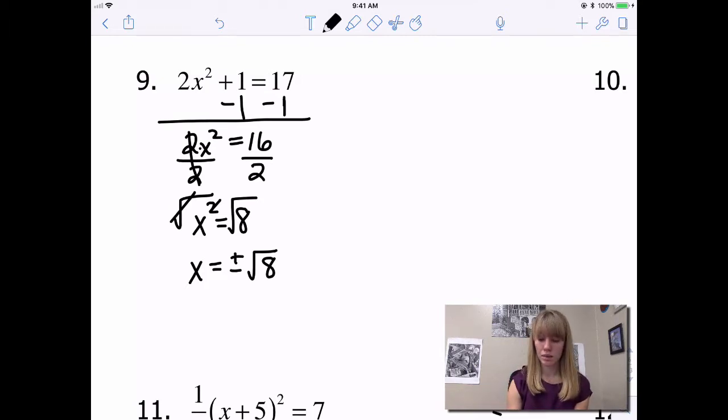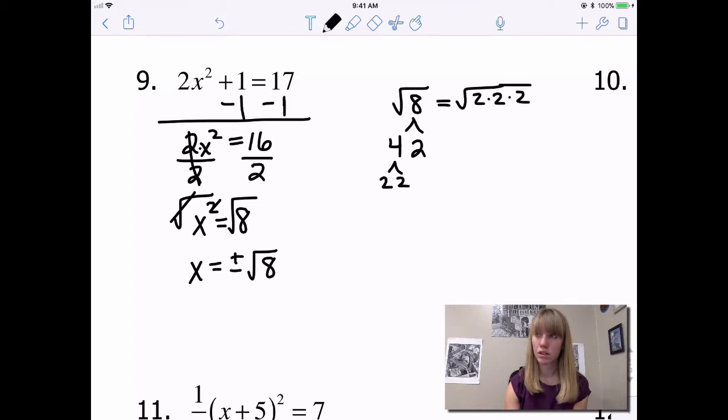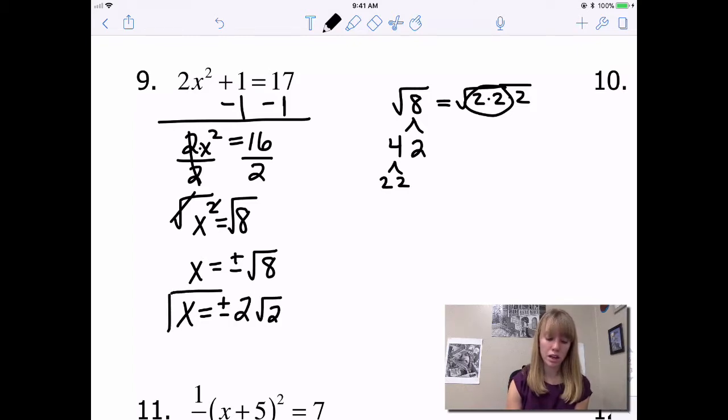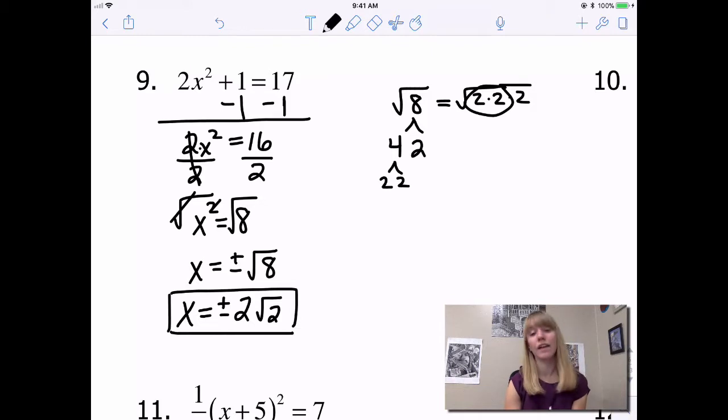I'm going to do some side work. What is the square root of 8? If I break down 8, I get 4 and 2, 2 and 2. So the square root of 8 is the square root of 2 times 2 times 2. I have a pair of 2's. So x is really equal to plus or minus, my 2 comes out, and I'm left with 2 in my square root. And that is my final answer. X is equal to positive or negative 2 square root of 2.